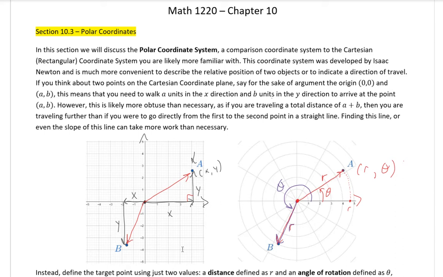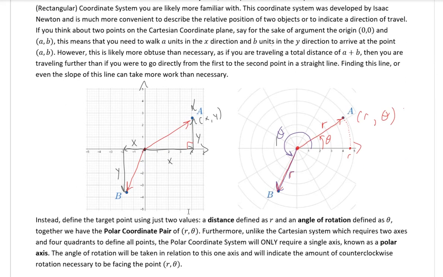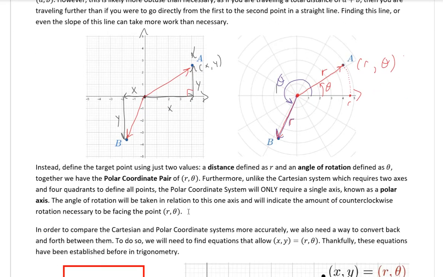So that's kind of the benefit of the polar coordinate system, and it was developed by Newton for the specific reason that rectangular coordinates are a little bit obtuse to actually physically use. Alright, so in this case, again, we're going to be using a coordinate pair of r and theta, where r is the distance traveled, or the radius sometimes, and theta is the angle of rotation from the polar coordinate axis, or just the polar axis.